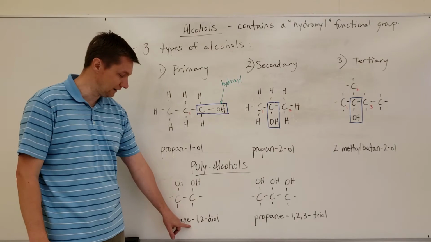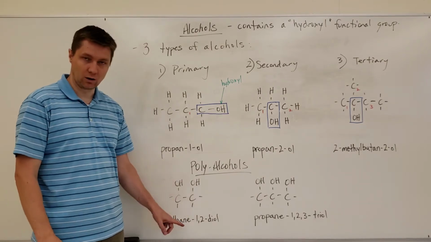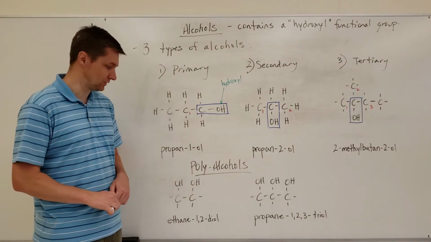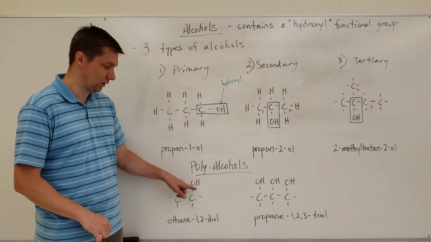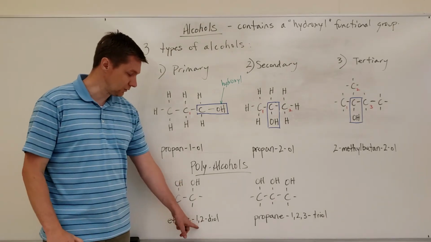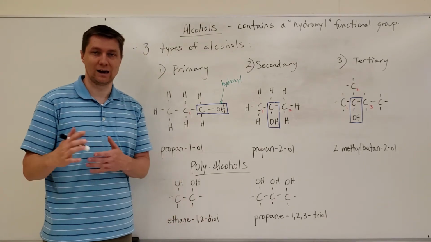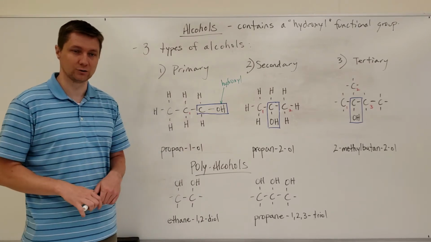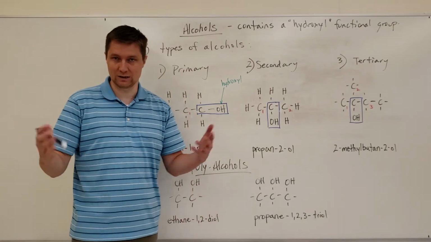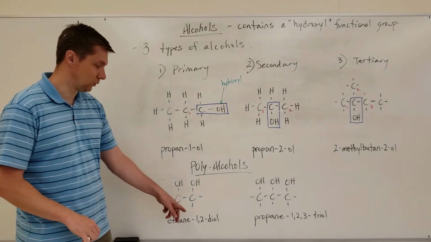So this is ethane. And then we say what carbons those hydroxyl groups are sitting on. In this case, it's sitting on carbon 1 and carbon 2. And so I say 1, 2, and then diol. Di meaning I've got 2 hydroxyls, and ol meaning it's an alcohol. So ethane 1, 2, diol.